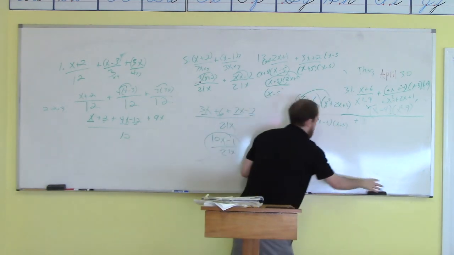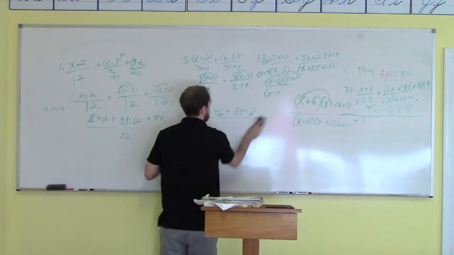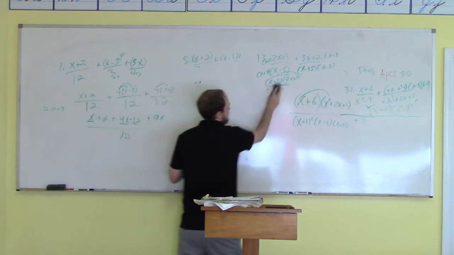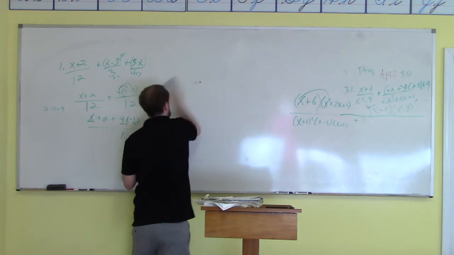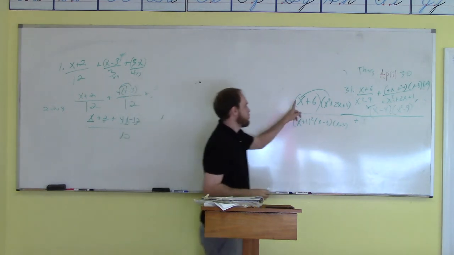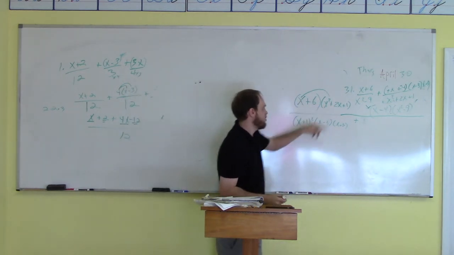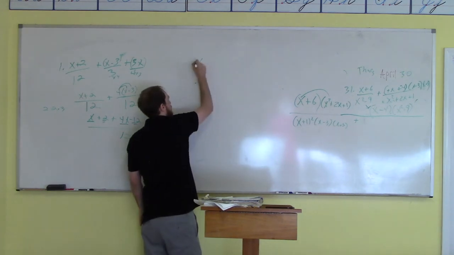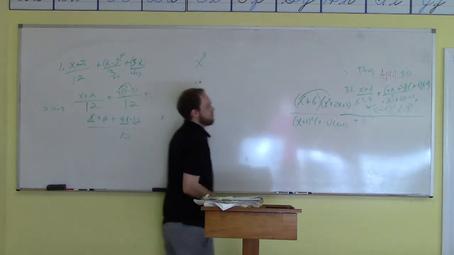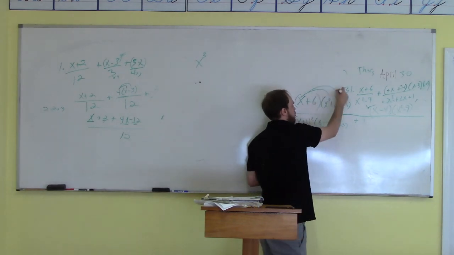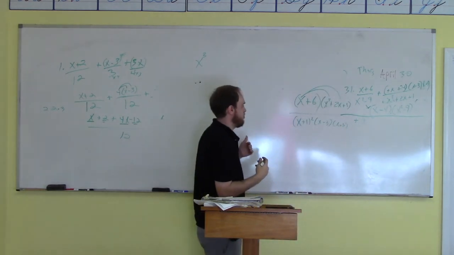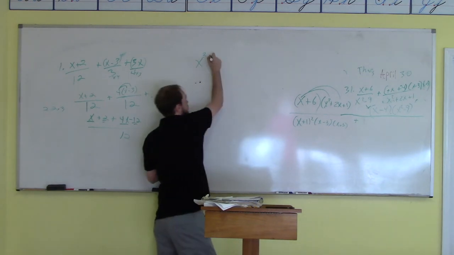I'm going to need a lot more board for this one, so I'm going to go ahead and erase this other stuff. So you're going to distribute the x through. When you distribute the x to the x squared, you wind up with x cubed. You add the exponents. Then you're going to distribute the x to the 2, and so x to the 2 would basically just be the 2.